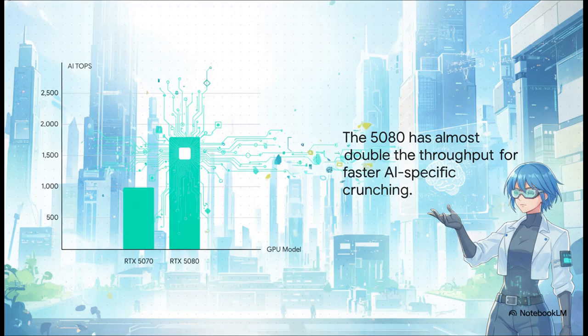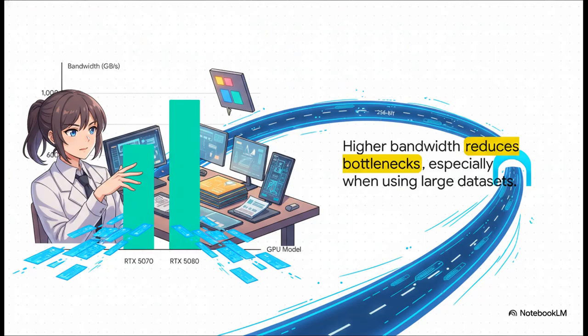It's not even close. You know, a good way to think about this is to imagine the VRAM as the GPU's desk space, and the bandwidth is how fast it can grab papers off that desk. Well, the 5080's wider memory bus gives it way higher bandwidth. What that does is reduce bottlenecks, and that is absolutely critical when you're feeding the GPU huge data sets or working with high-res generative AI.